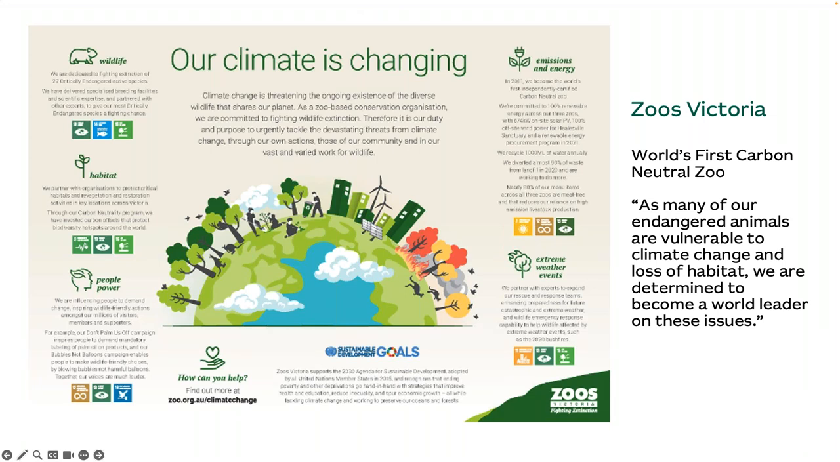So Zoos Victoria, their tagline, or their mission, is fighting extinction. And they realized that climate change is causing extinction. So unless they took action on climate change, they weren't going to be fulfilling their mission of fighting extinction. And they became the world's first carbon neutral zoo. If you head onto their website, they've got some really great visuals in the way that they communicated it really beautifully about how they're tackling climate change, which helps them fight extinction too.